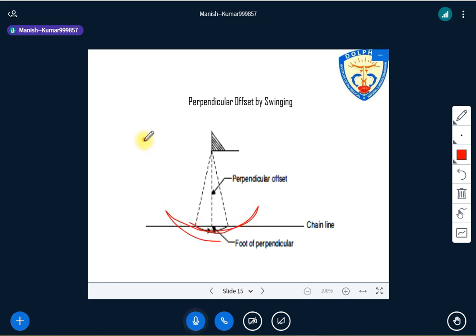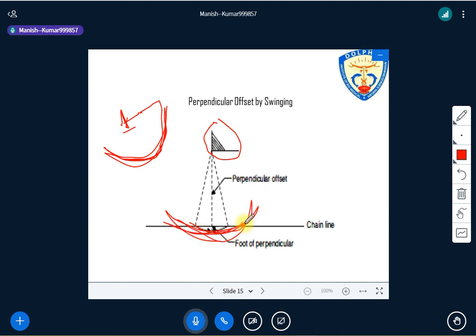You can understand it in this way. Sometimes people do this practice also: there is a peg, you tie one rope to it, and then you rotate the rope like that. That is called swinging. Similarly, the same thing can be done here. This is the object that we have to locate, and from here we are using the tape, and we are swinging the tape on the chain line.